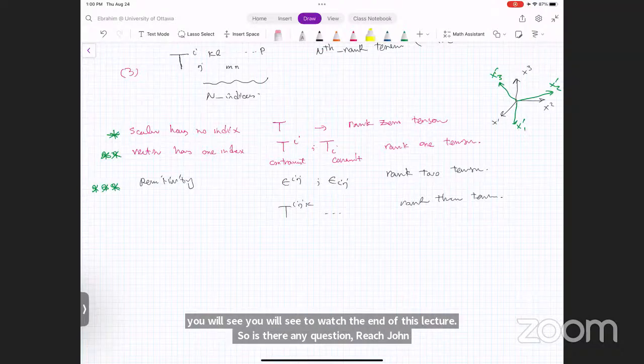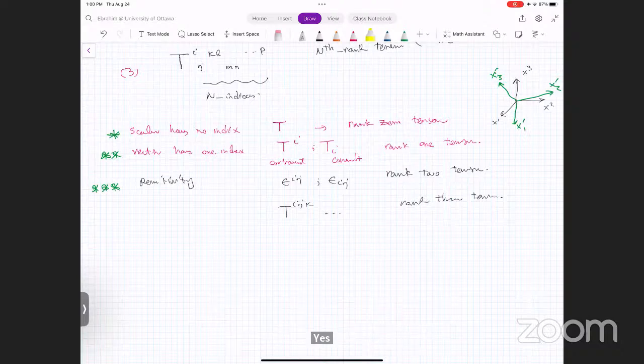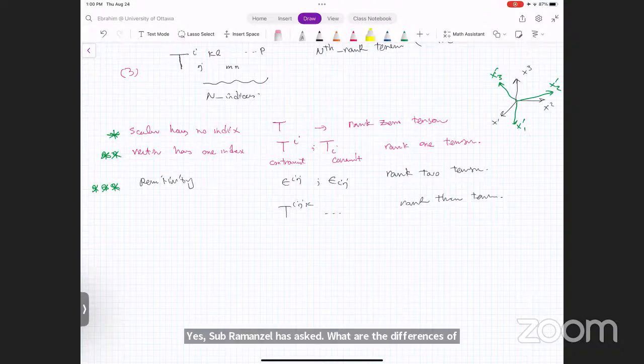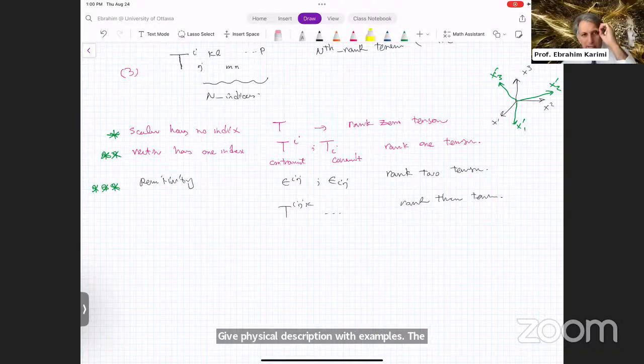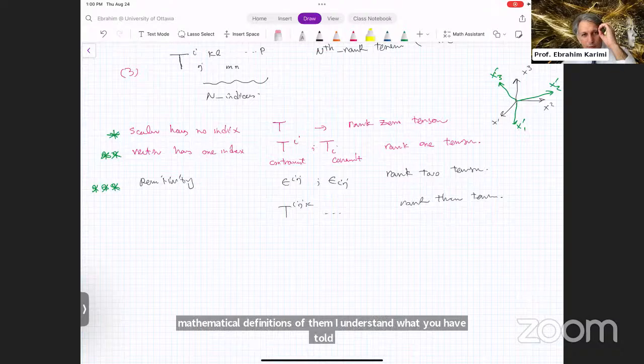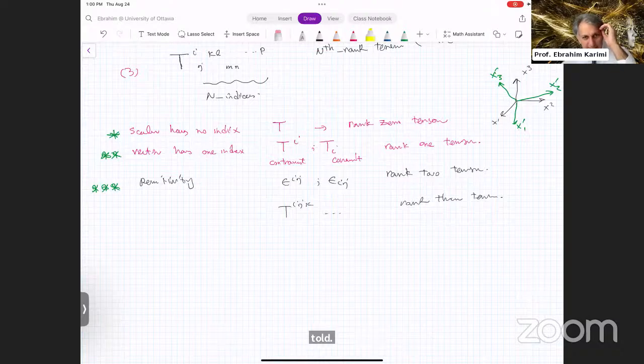Yes, Subra Mandal has asked, what are the differences of contravariant, covariant, and mixed tensors? Give a physical description with examples. The mathematical definitions of them, I understand what you've told. Yeah, Subra, wait until I give an example, okay? If you can wait, that will be wonderful.